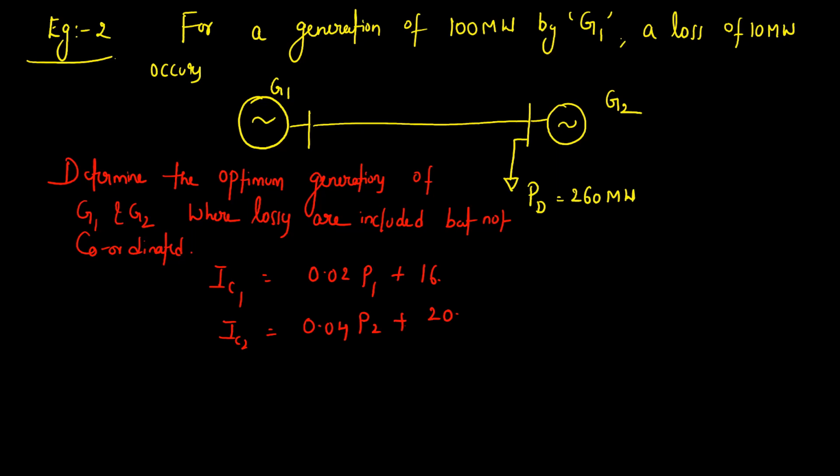Okay. Now, what is the condition that we have to remember here? This problem is based on P1 plus P2 should match with 260 megawatt, which is load demand plus PL. Now, the other condition is that the incremental cost of generator 1 must be equal to incremental cost of generator 2 because losses are not coordinated. So first, how can we write PL here?